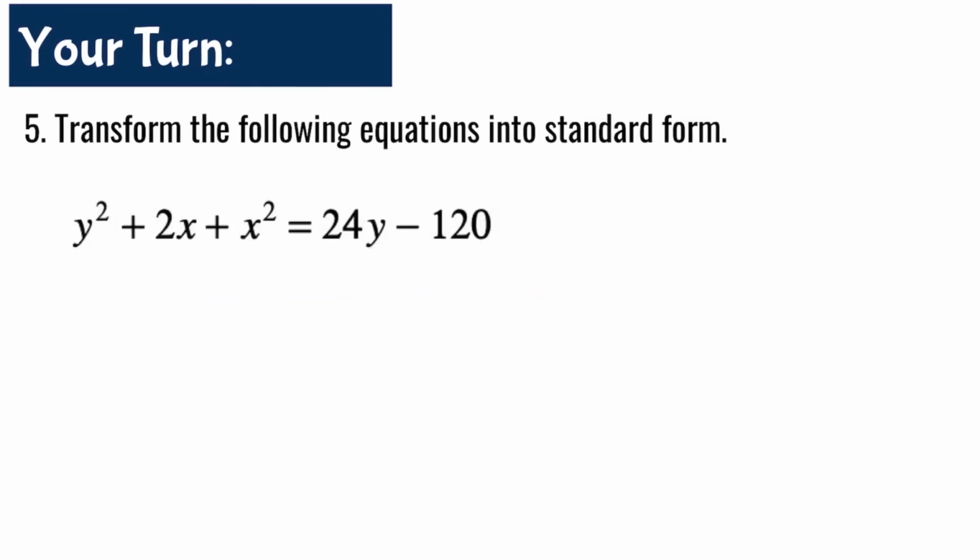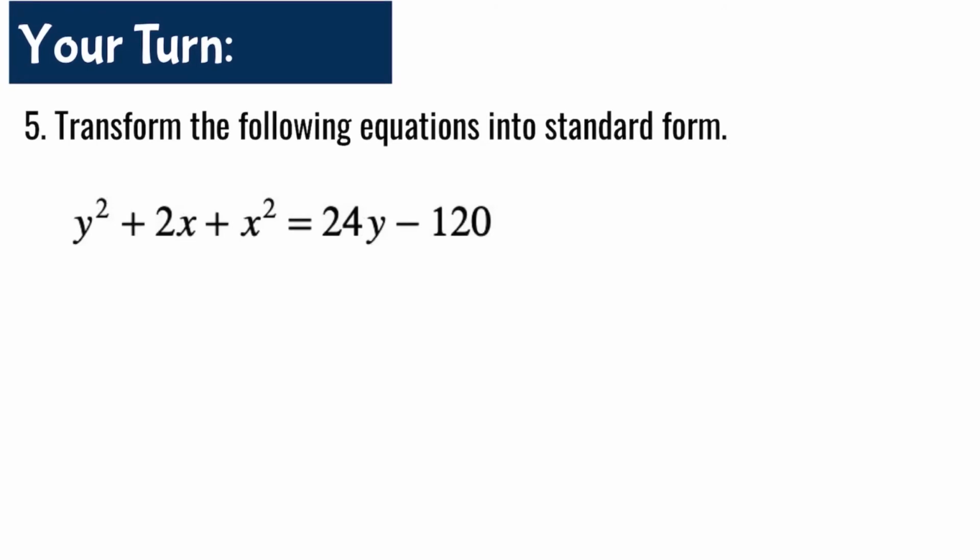Question number 5. Y squared plus 2x plus x squared is equal to 24y minus 120. First step is to rearrange the terms, and I will begin with the variable x. We have x squared plus 2x. And now the variable y, we have y squared. 24y is on the right side, so transferring it over to the left, that becomes minus 24y is equal to negative 120.